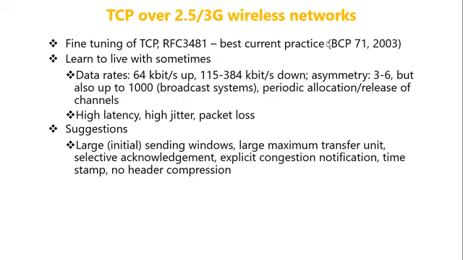What we'll be discussing in this lecture is TCP over 2.5 and 3G wireless networks. The data rate of the 3G wireless network in uplink will be up to 64 kilobits per second, and in downlink it will range from 150 to 384 kilobits per second.